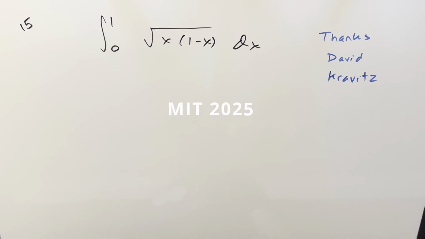Okay, we have here another integral from the MIT Integration Bee 2025, number 15. We've got the integral from 0 to 1, square root of x times (1 minus x) dx. I did this problem recently using the beta function, and we got a suggestion in the comments from David Kravitz for doing it a different way. I'm not sure if I've got the exact same method, but I think this is the same idea.